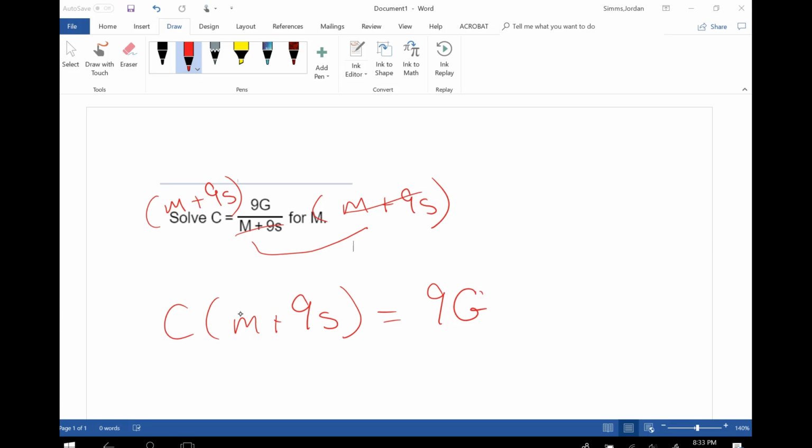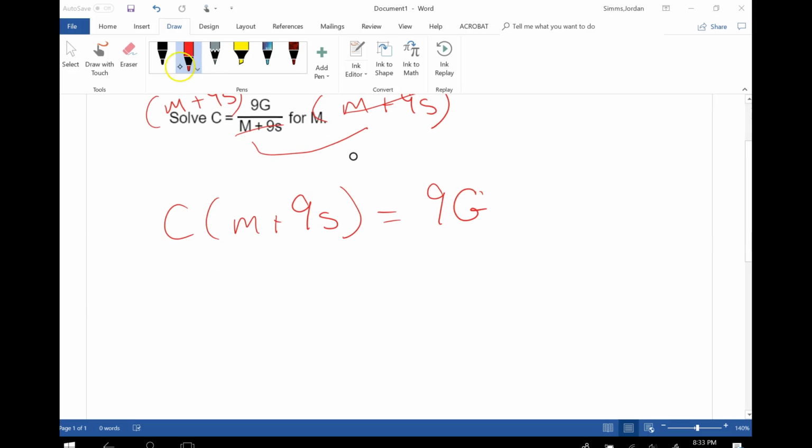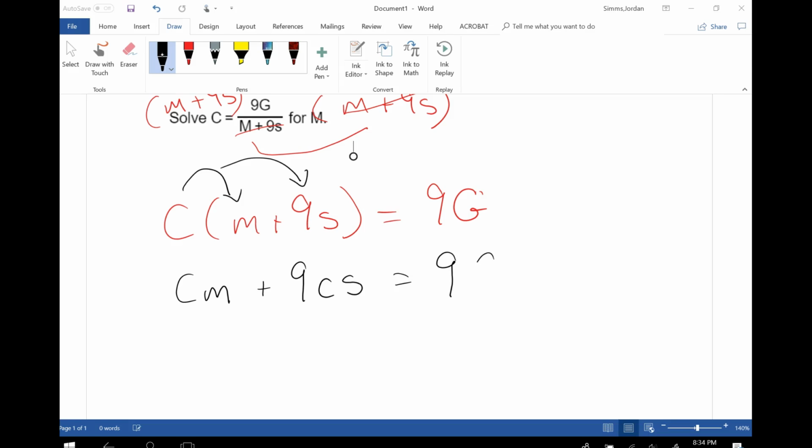So we want m by itself. What we're going to have to do, though, is get rid of these brackets first. So let's go ahead and do that. I'm going to distribute now. I'm going to multiply both of these terms by c. So c times m is cm. c times 9s is going to be plus 9cs. Or, you know, the order doesn't matter. I'm just writing them how they fall.